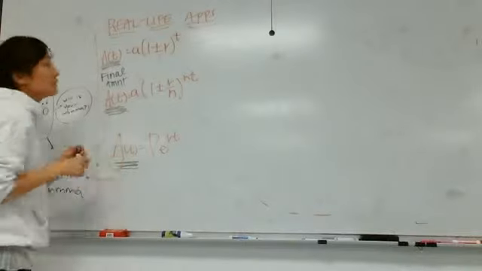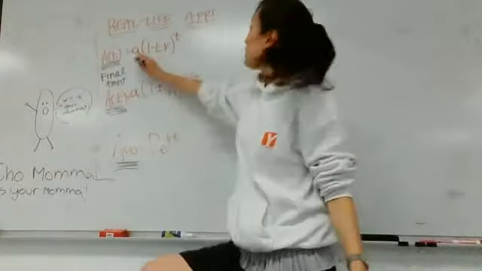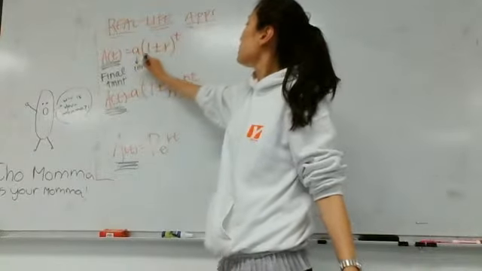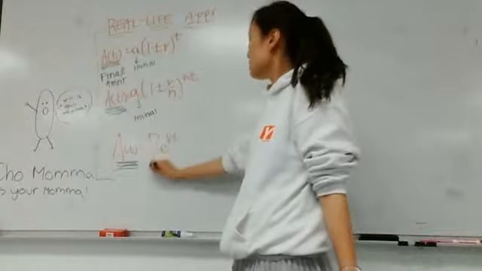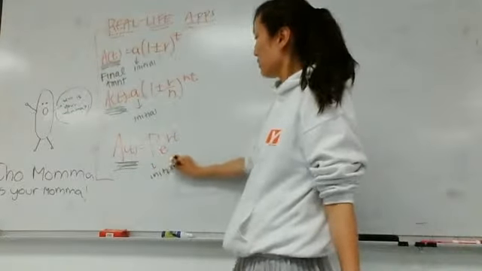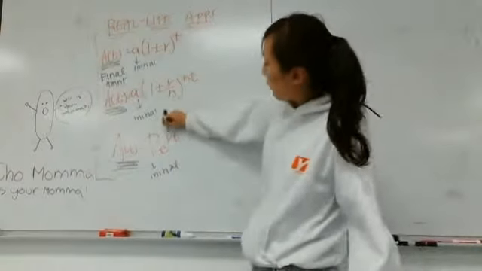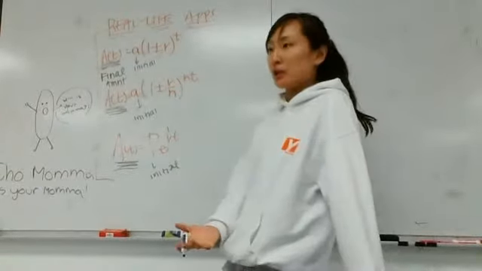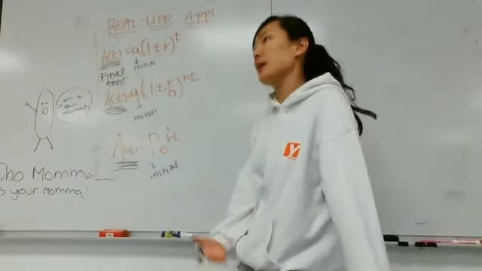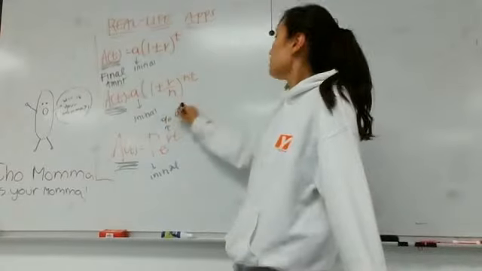Okay, A and P are all initial amounts. So how much you start off with? Initial, initial, initial. And rate r is always the percent, whether the percent that something is decreasing or increasing annually. Remember, it has to be a decimal. The rate.